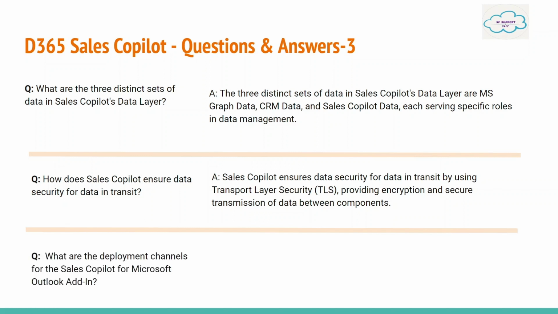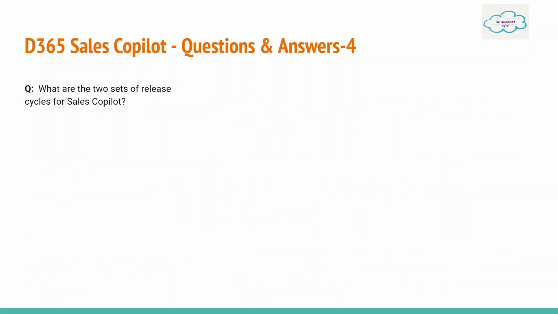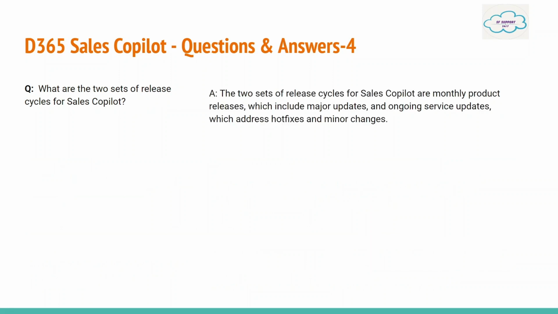Next question. What are the deployment channels for the Sales Copilot for Microsoft Outlook add-in? Microsoft AppSource, Microsoft 365 Admin Center, and Microsoft Outlook add-ins facilitate various installation methods. So the deployment channels broadly are three. One is Microsoft AppSource, which is an app store. Number two, Microsoft 365 Admin Center. Number three, Outlook add-in.